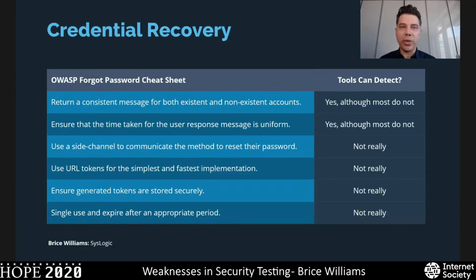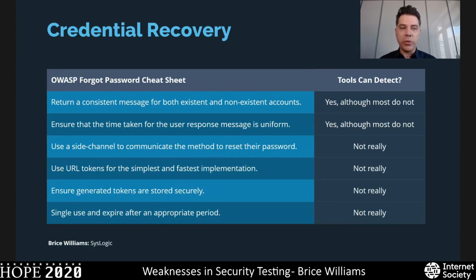Next, we have Credential Recovery. And we're looking at a table here that contains a list of items from the OWASP Forgot Password cheat sheet. OWASP has a number of cheat sheets, which are effectively checklists of things you want to make sure that you keep in mind if you're designing a system, in order to make that particular system or component more secure. So in this table, we have a few from that checklist, along with tools used to help detect a weakness in that area or not.